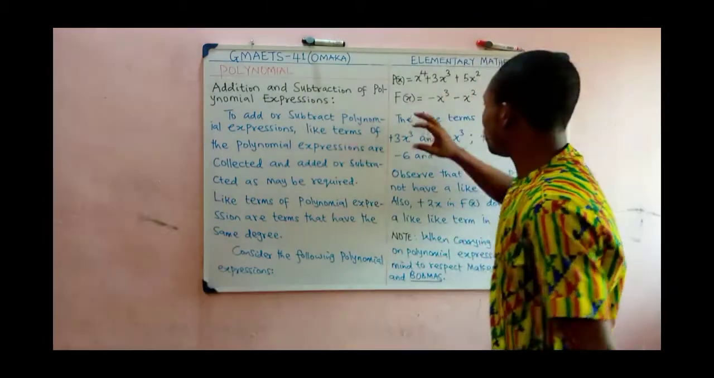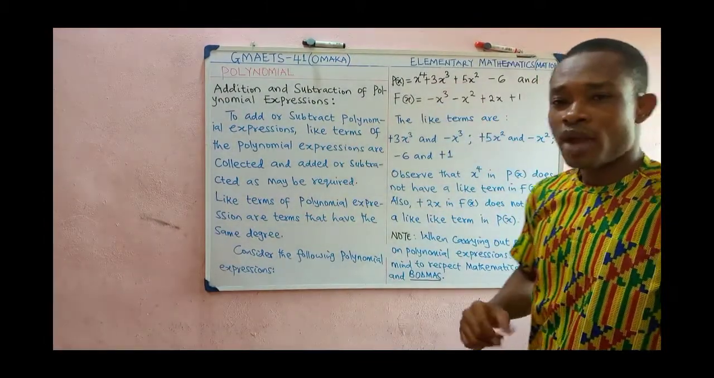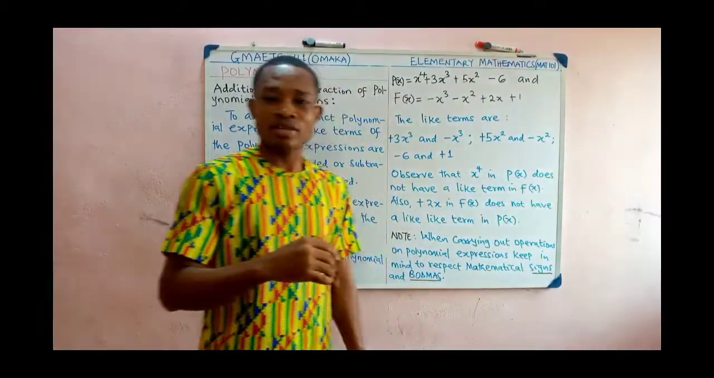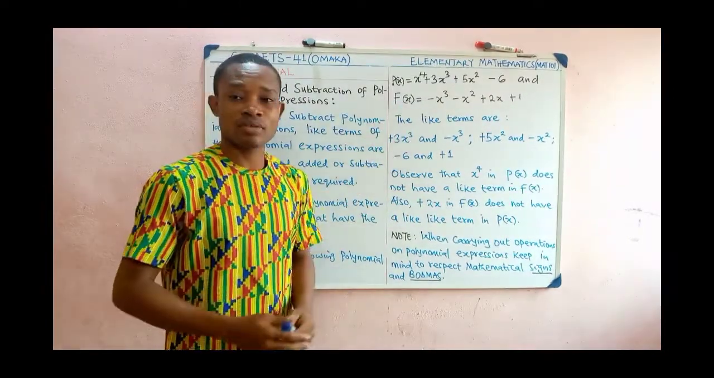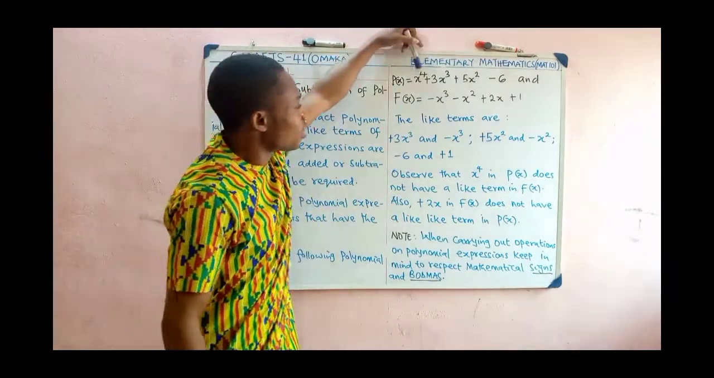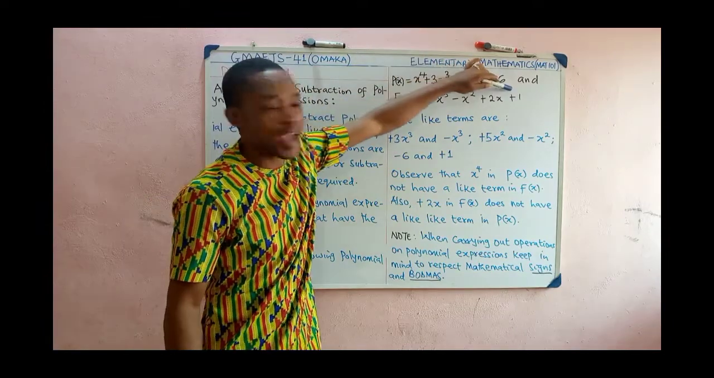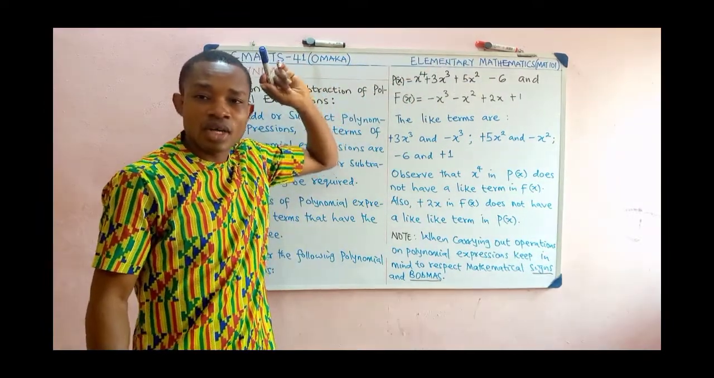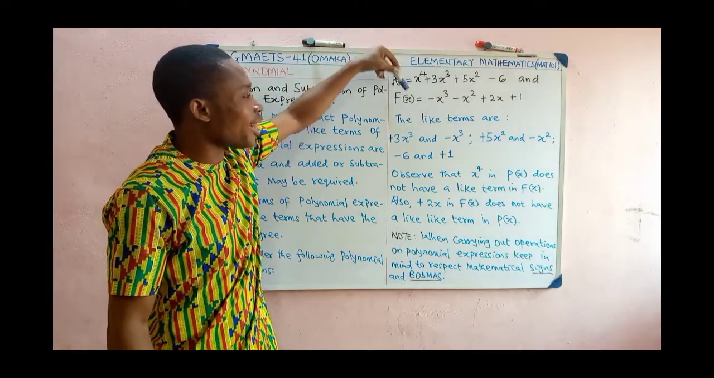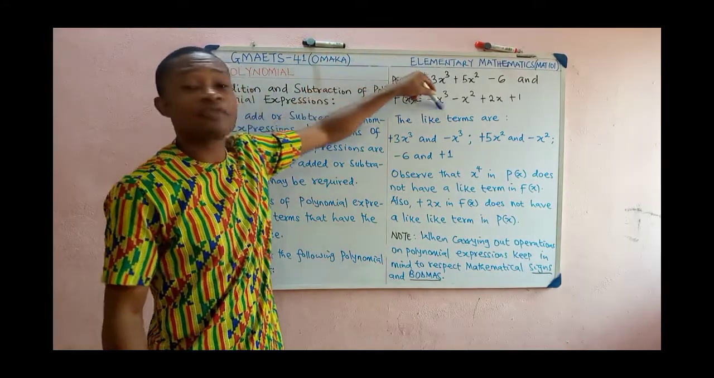We have this example here on the board. We have two polynomials, one is p of x, and the other I will label as f of x. If you look at this, it is x raised to the power 4. If you come to this polynomial f of x, did you see any x raised to the power 4 there? No. It means that there is no like term of x raised to the power 4 in f of x.